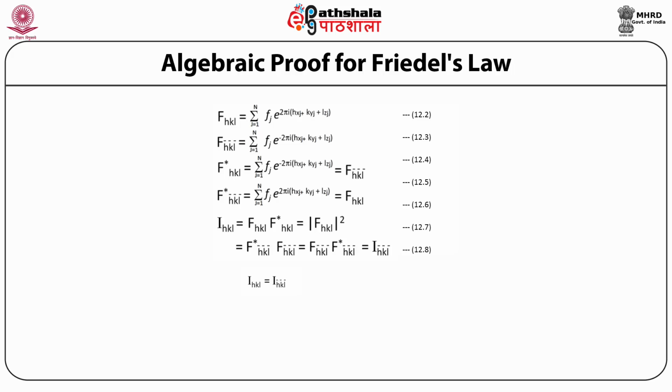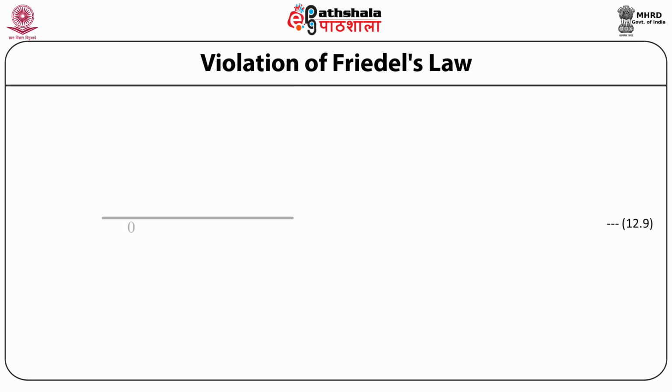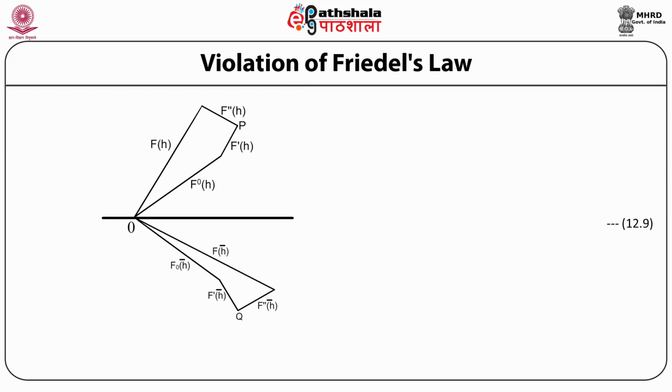Now we have proved that the intensities of the HKL reflection and the h bar, k bar, l bar reflection are equal: I of HKL equals I of h bar, k bar, l bar. This is known as Friedel's law. This will happen only when the incident wavelength or frequency is far removed from the absorption frequency of an atom present in the molecule. So whatever you have seen now as Friedel's law, now we are going to show that in the presence of anomalous scattering, this law is going to be violated.